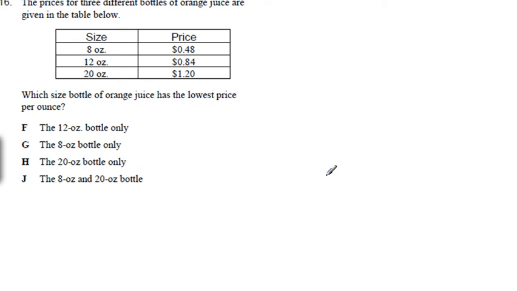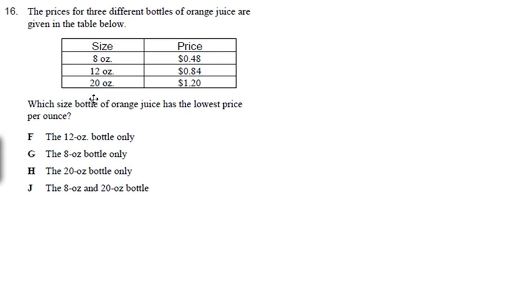Alright, number 16, getting to the end. Prices for different bottles of orange juice are given below. Which size bottle has the lowest price per ounce? So per ounce means for 1 ounce. Remember, the word per always means for 1.